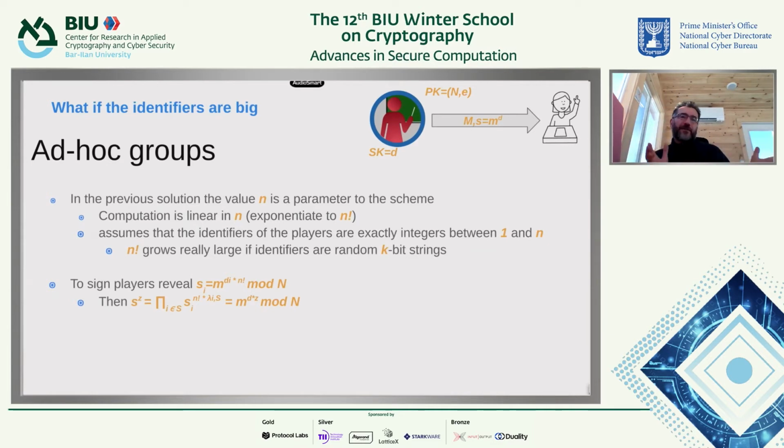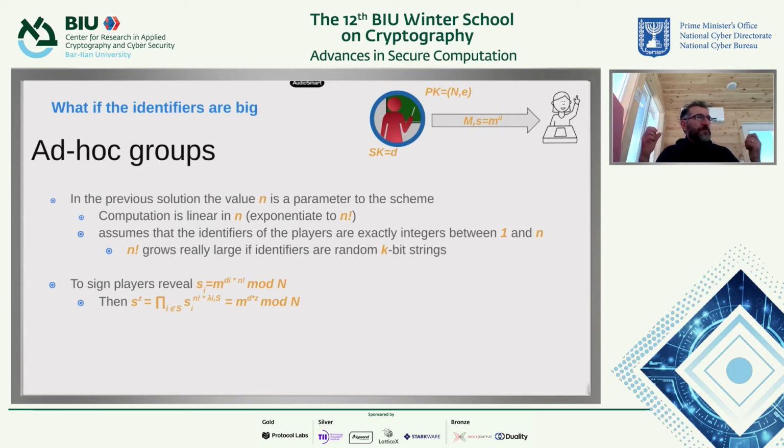There's nothing in anything I've said so far. I've used the identifiers i to be between 1 and n just for convenience. Everything I've said so far works even if the identifiers are your MAC address, the hash of your email address. You can use any unique identifier. As long as players have unique identifiers, you can use the unique identifier as the evaluation point for Shamir secret sharing. It doesn't have to be i.